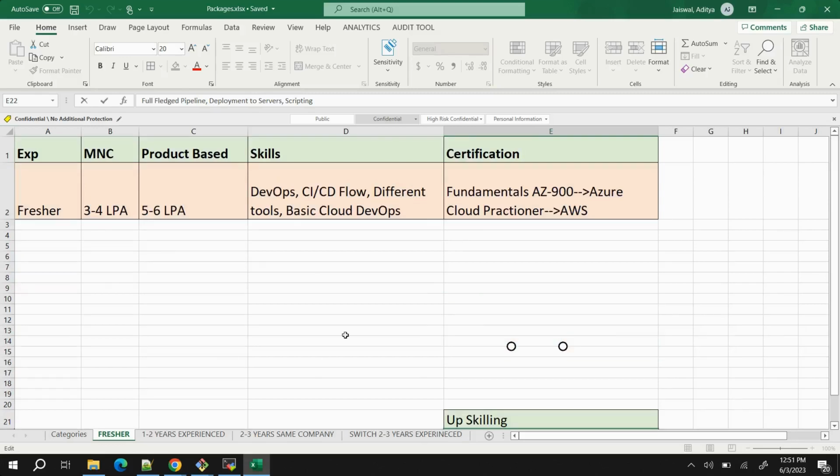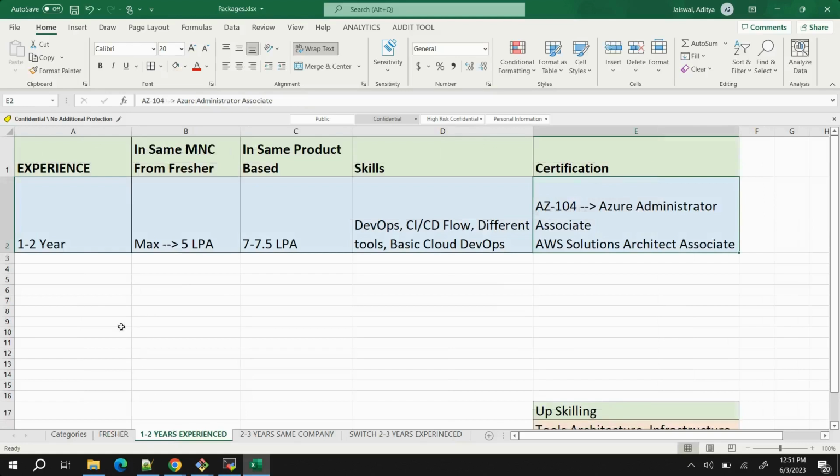In case you are wondering which language you should start scripting from, there are two languages which I feel are very good. One is shell script, then we have Python scripting. Whichever you feel comfortable in, you can start with that. Okay, so this was for freshers.